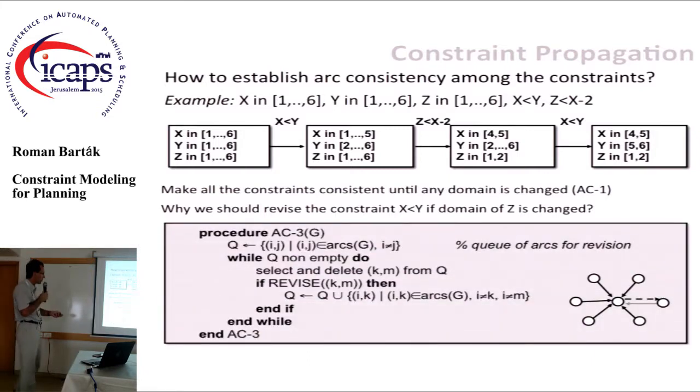So this is how the procedure looks. We have a queue of constraints, pairs i and j. So we repeat the procedure until the queue is empty. We select a constraint, we revise the constraint, we make the constraint in a given direction consistent by deleting some values in the domain of variable k. If the revise procedure returns true, it means that some value has been deleted. So we put all the constraints, all the arcs directed towards the variable k, back in the queue. And we repeat this process until either any domain becomes empty, then the problem is infeasible, or the queue becomes empty, then the problem is arc consistent.